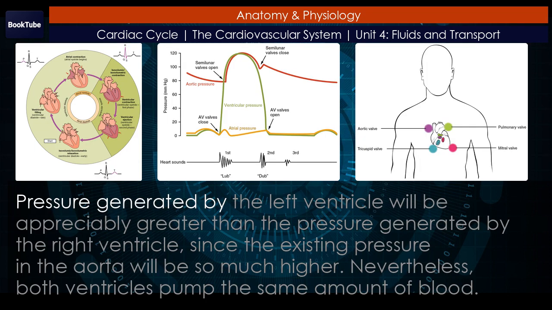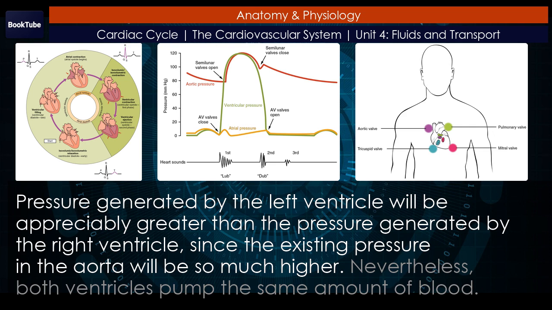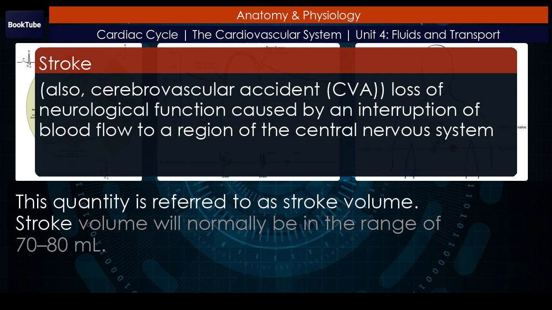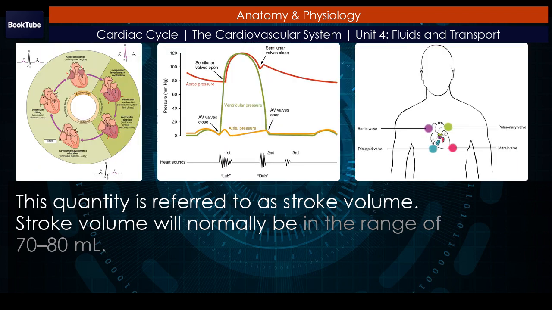Pressure generated by the left ventricle will be appreciably greater than the pressure generated by the right ventricle, since the existing pressure in the aorta will be so much higher. Nevertheless, both ventricles pump the same amount of blood. This quantity is referred to as stroke volume. Stroke volume will normally be in the range of 70 to 80 milliliters.